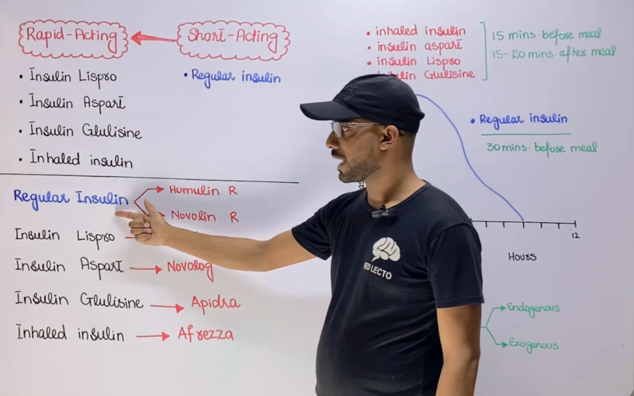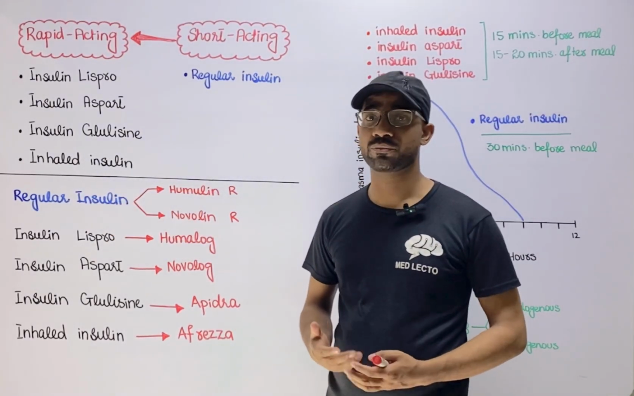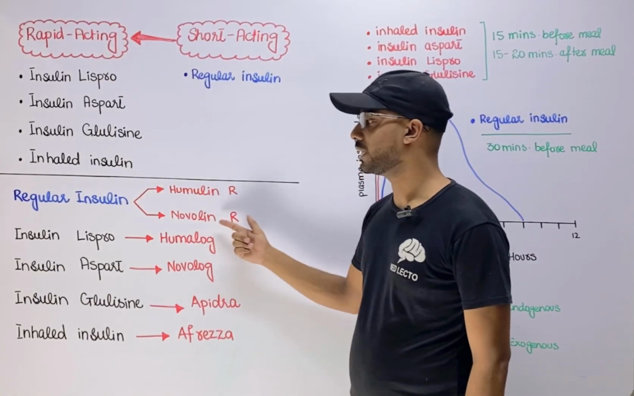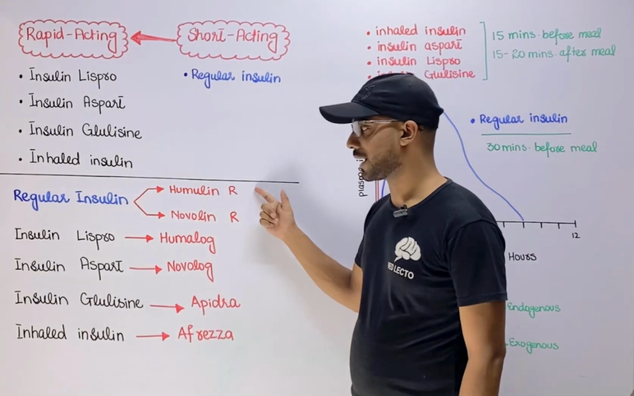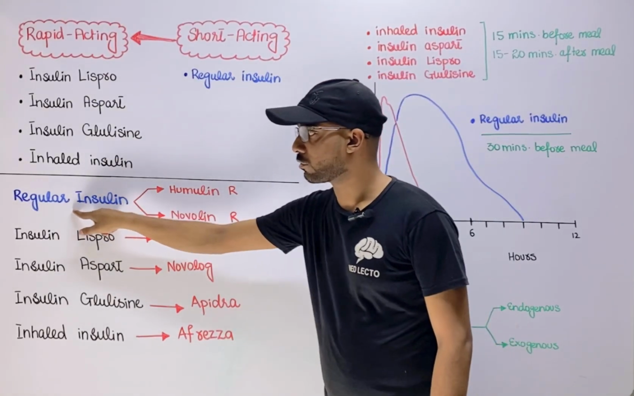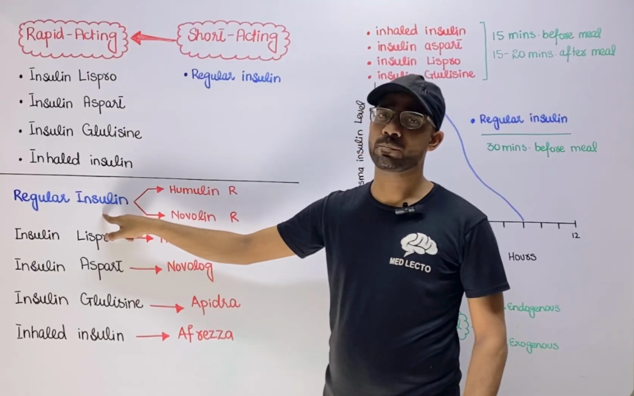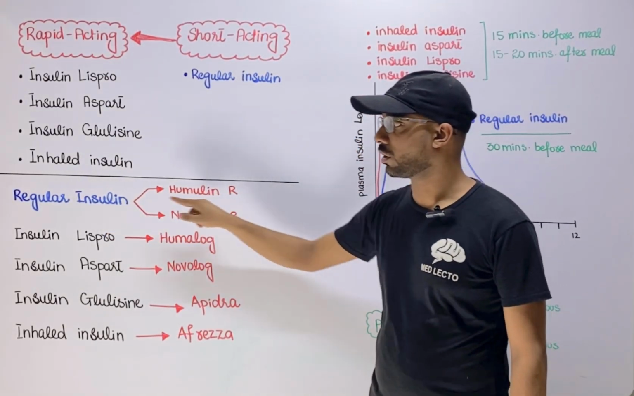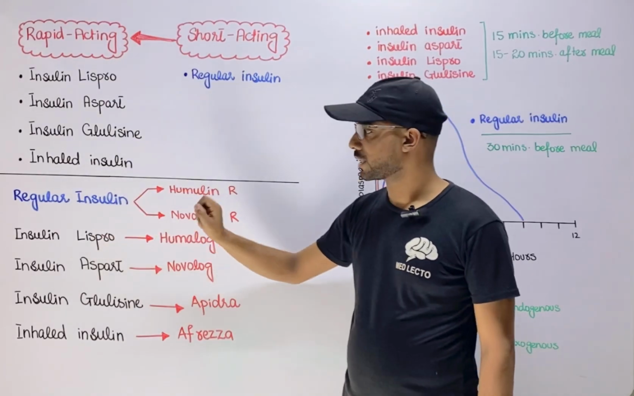Regular insulin is available in the market under different brand names like Humulin R and Novolin R. These are the two brand names, and the common name will be the regular insulin. That is an important thing. In the market, you will see these names, not the regular insulin.